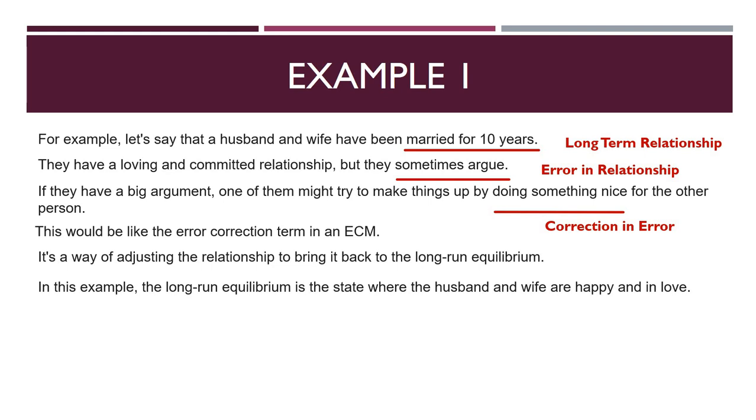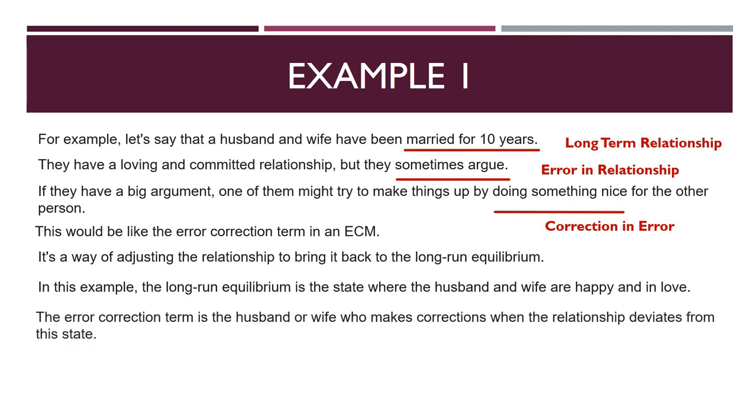So they are having a long-term relationship, but sometimes there is an argument. Sometimes there can be a big argument and error comes in. So the error correction term is the husband or wife who makes the correction, when the relationship deviates from a state where they both are loving and happy, but sometimes due to some argument, someone deviates from their love. So it's obvious another one has to make the correction. Whenever the deviation is there and there is a long-term relationship, then only the correction will be there.